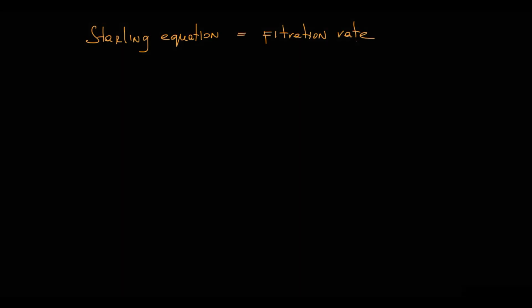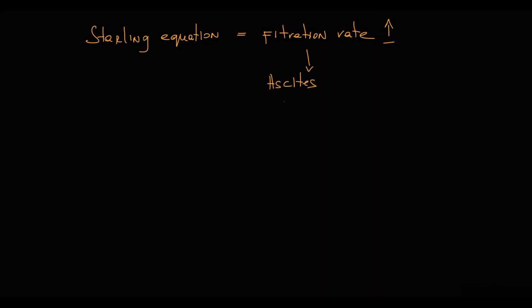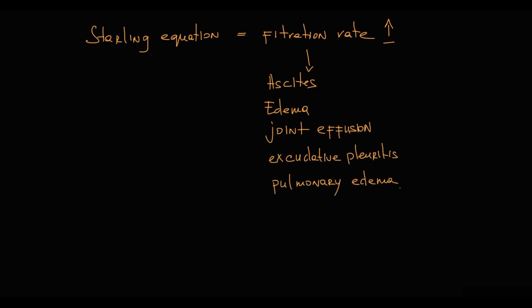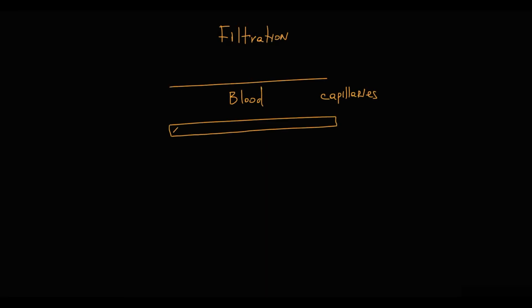The Starling equation is used to calculate filtration rate, but simply by knowing the factors that determine filtration, we can suppose what the reason is for increased plasma filtration rate, which clinically will manifest as ascites, edema, joint effusion, exudative pleuritis, pulmonary edema, etc. Basically, the general concept is that filtration occurs from blood in capillaries through the membrane, which is specific for every tissue, into the interstitial space.